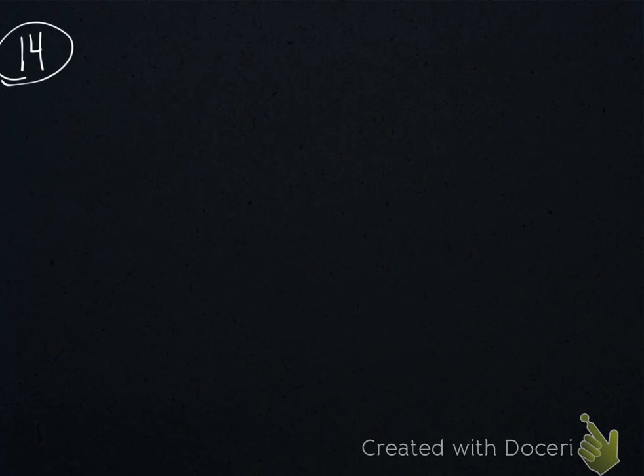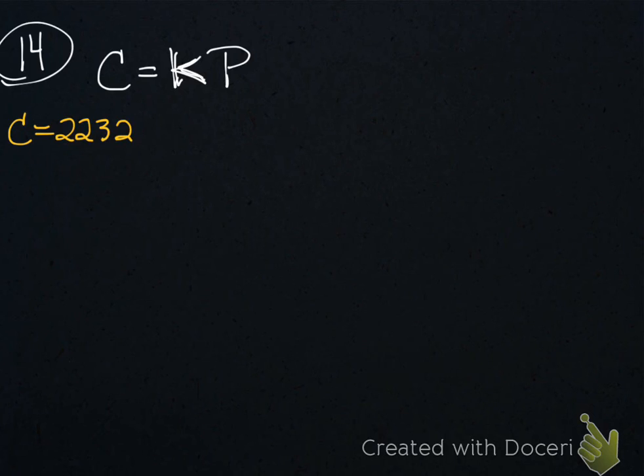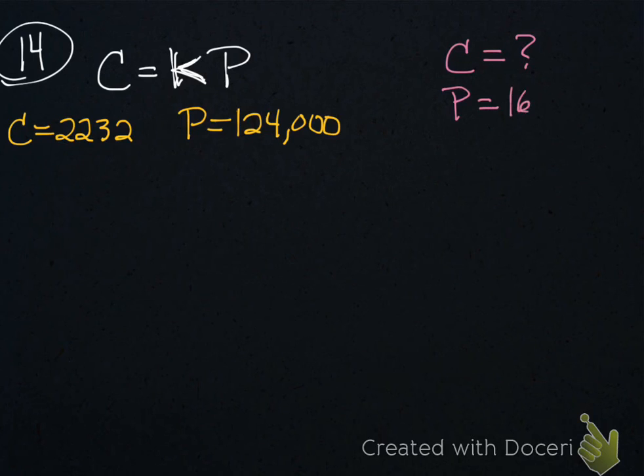Number 14. In real estate, the commission is directly proportional to the price of the property. So I have C equals K times P. So an agent received a commission of $2,232 on a property that sold for $124,000. Okay, so they just gave us the first set of criteria. At this rate, what commission, so what are we looking for, commission, will the agent receive for a property that's priced at $160,000? Well, let's figure this out.